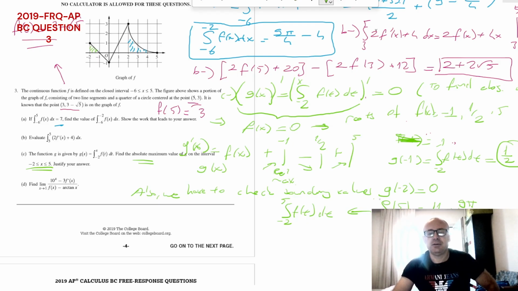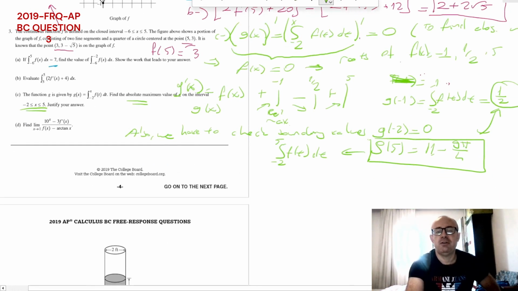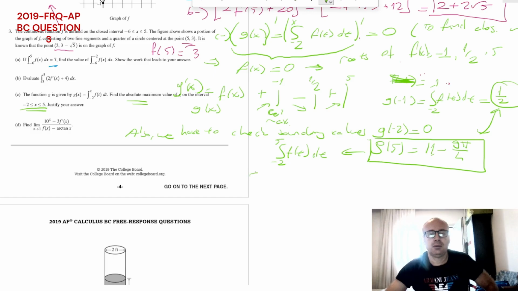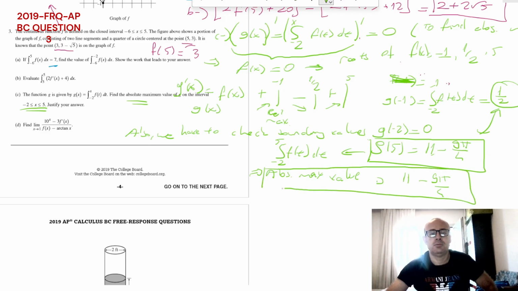And this is a greater value when we compare these two. G of 5 is greater than g of negative 1. When we compare these two, g of 5 is greater than g of negative 1. Therefore, the absolute max value is 11 minus 9 pi divided by 4. And this is the answer for part C.